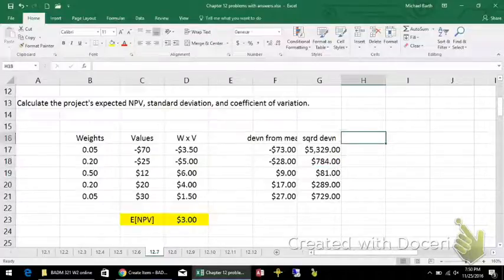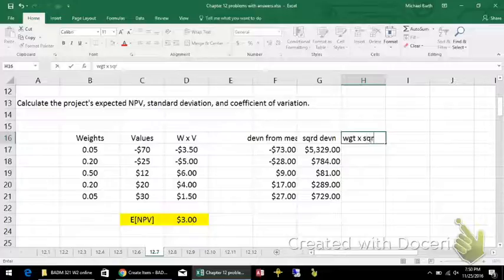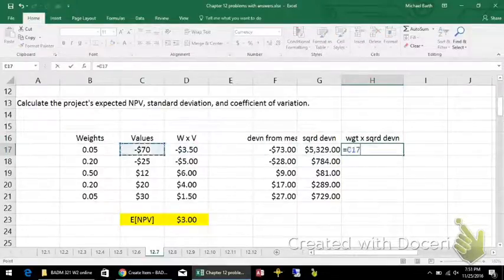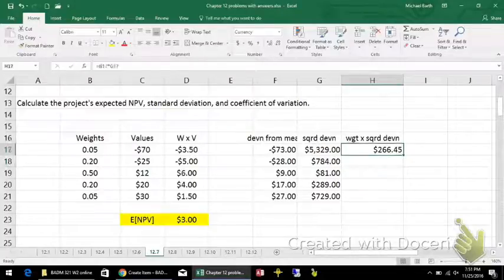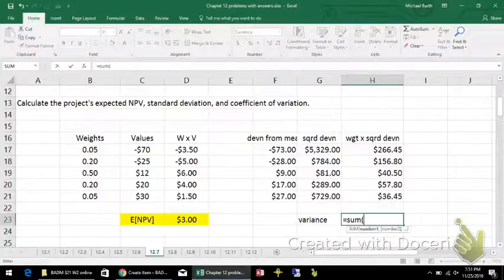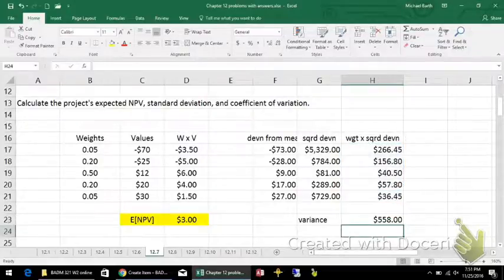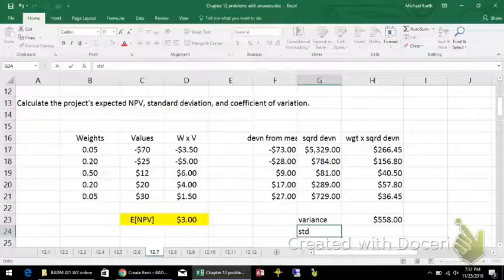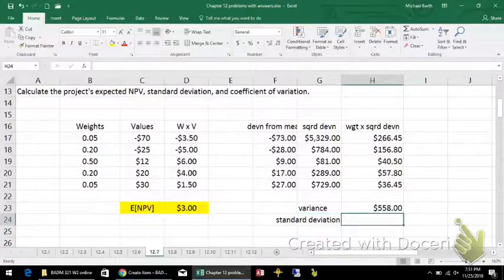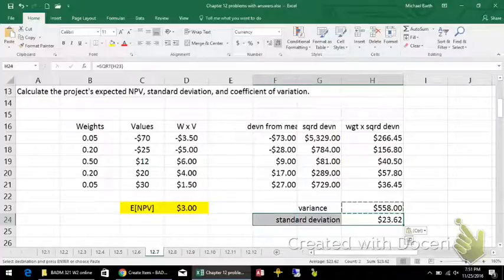And then the weight times squared deviation. So we're using the same weights that we're using over here. And then what you have here is a variance of 558, and the standard deviation is simply the square root of variance. Okay, so I've got a mean and a standard deviation.